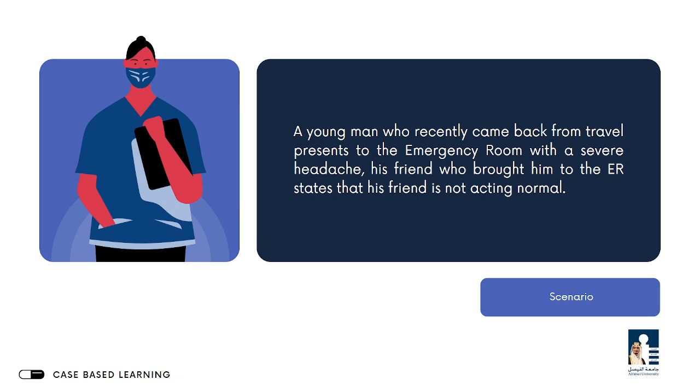Exactly, Kernig's sign. So one is you stretch the neck, one is you stretch the knee. Which one is the neck and which one is the knee? Brudzinski's is the neck. Brudzinski's the neck? Kernig's, yeah, because the K was the knee.